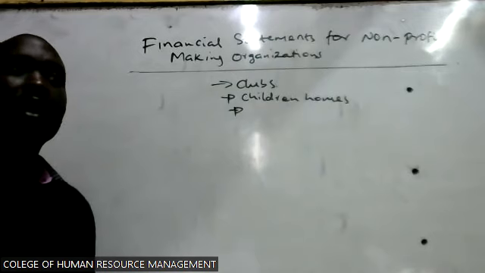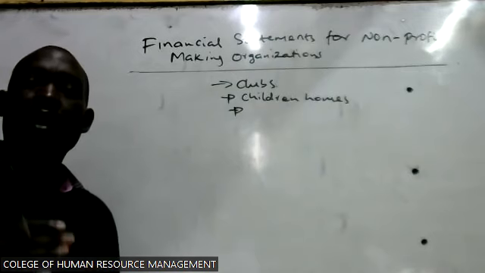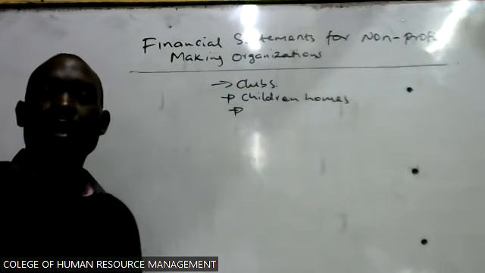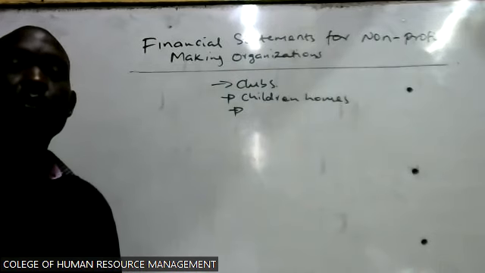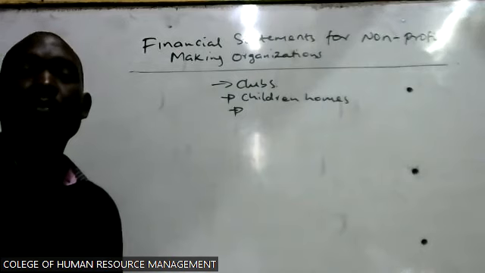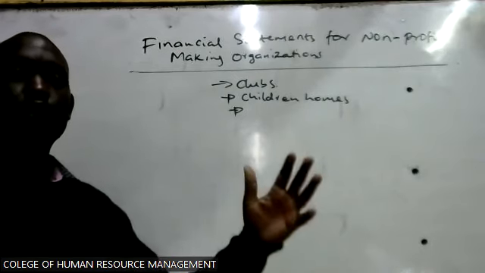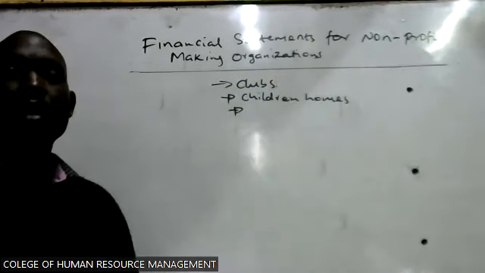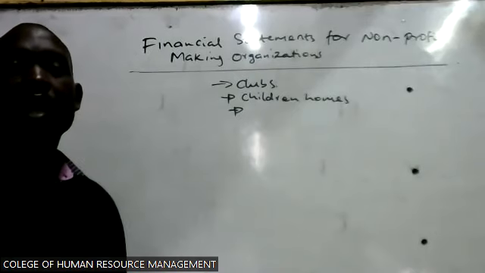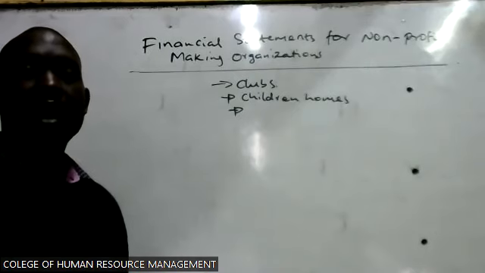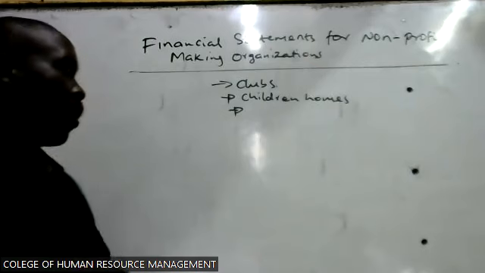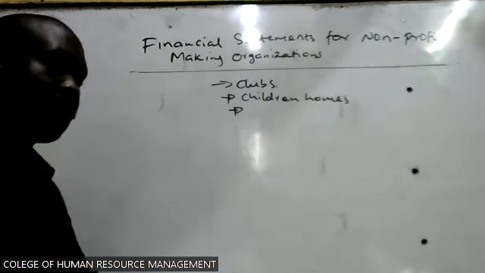So the difference here, we are not going to prepare the income statement, but instead we are going to prepare what we call the income and expenditure statement, just to show the sources of income versus how that income was actually spent. So the income versus the expenditures.